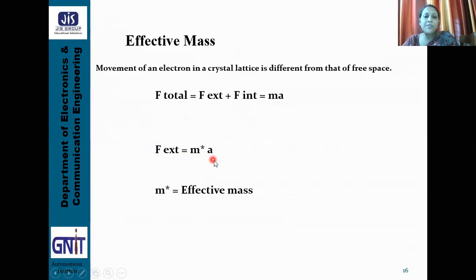So what is M star? M star is the mass that has been affected by the internal force. That's why this is called effective mass. M star is effective mass.